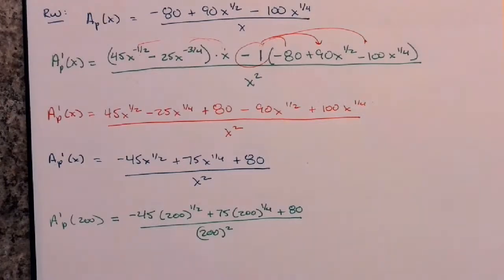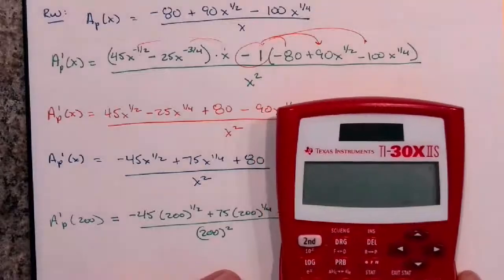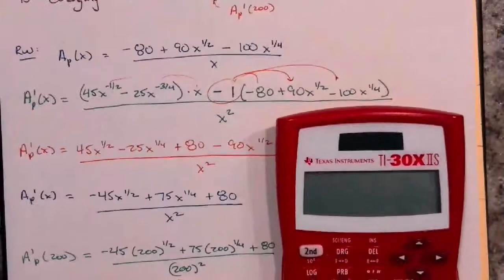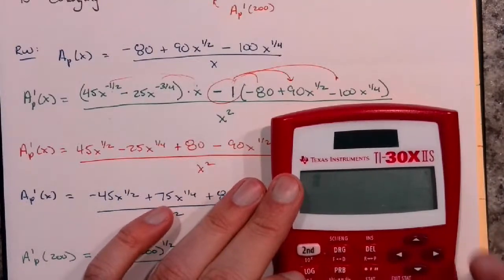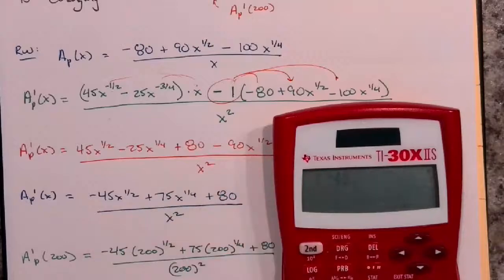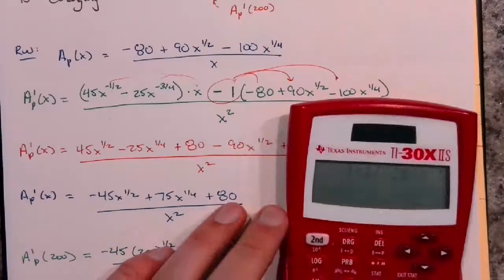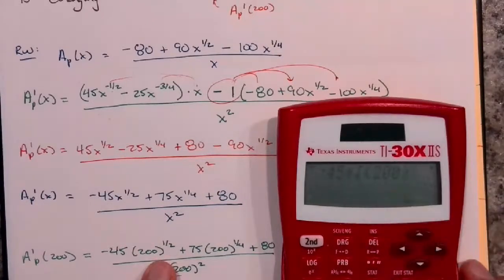If we type it in, just be careful with how you're writing it. I will write it in here, see if you can see what I'm typing in. So I put negative 45, parentheses around the whole numerator, right? So parentheses, and then negative 45 times the square root of 200. It's the same as saying 200 to the 1/2 power. I'm just writing it as square root because it's easier to work with.